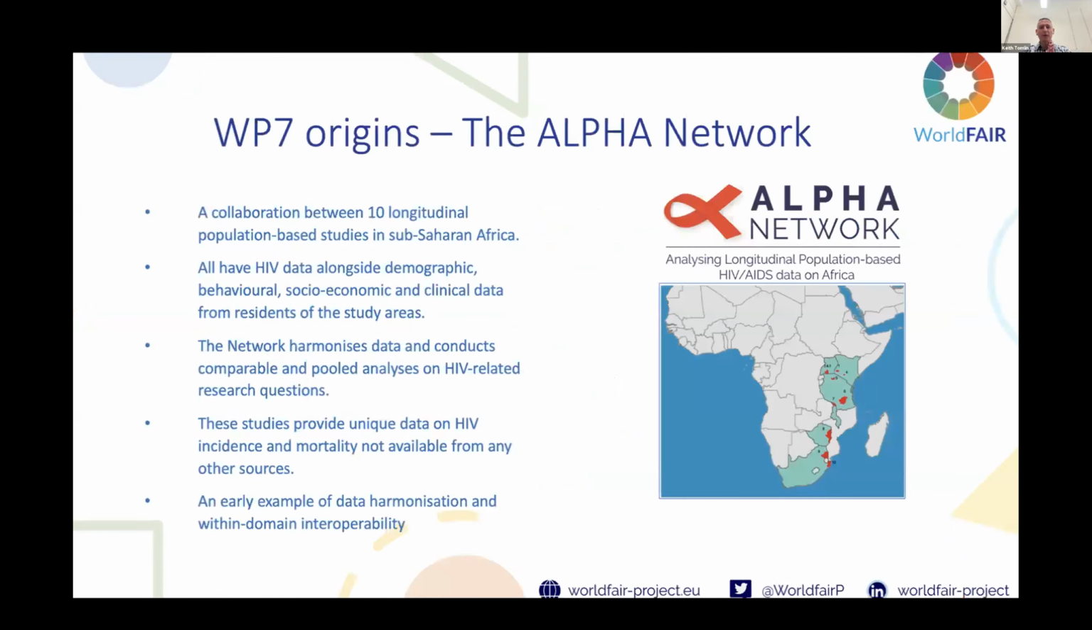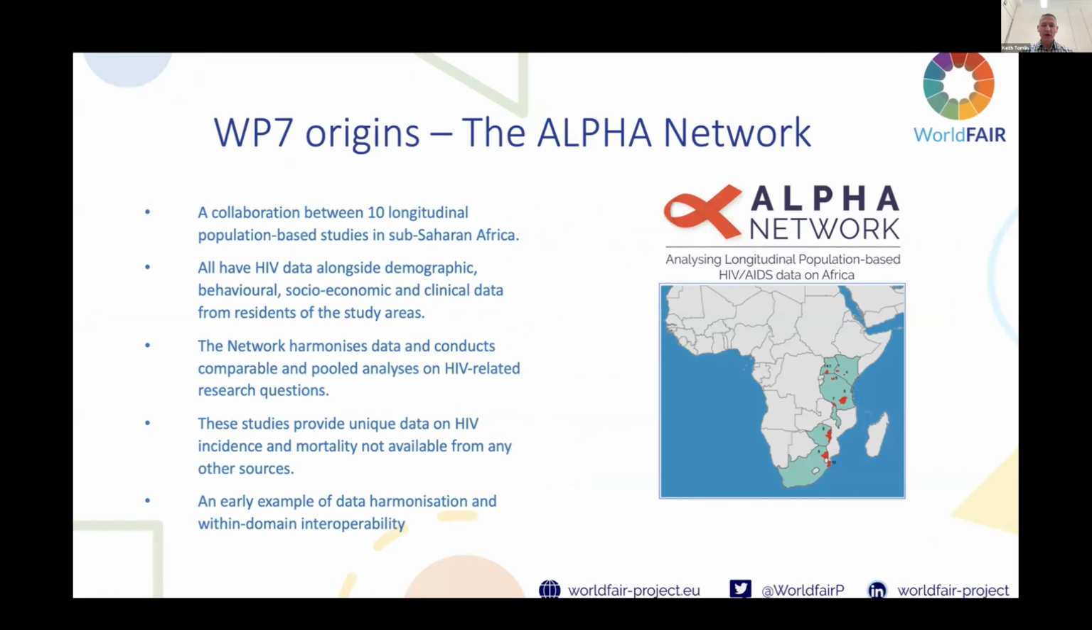And I'm going to talk very briefly about the network that is the underpinning to a lot of what we have been doing. It's the Alpha Network, which is analyzing longitudinal population-based HIV and AIDS data on Africa. And this was established nearly 20 years ago as a collaboration between 10 longitudinal population-based studies in sub-Saharan Africa.